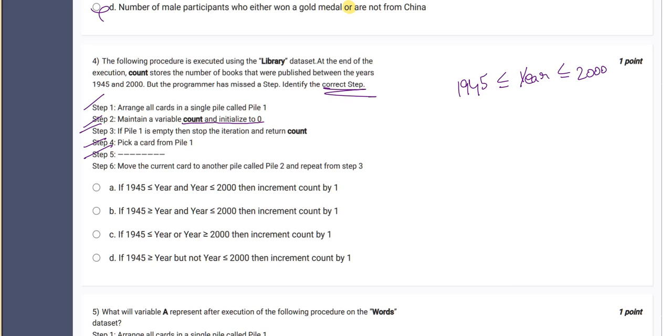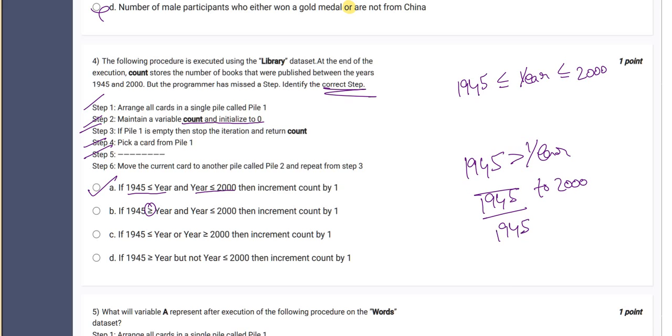If 1945 is less than or equal to year, yes, this is okay, and year less than equal to 2000, then increment count by 1. Yeah, this is perfect. Let us keep it on hold. Let us verify other options. This is not right, because 1945 cannot be greater than year. Here we are being told 1945 to 2000. In that case 1945 is not greater than something 1970. This is a misinterpretation, therefore B is wrong answer.